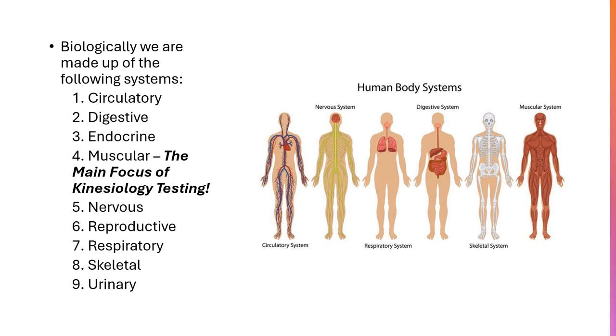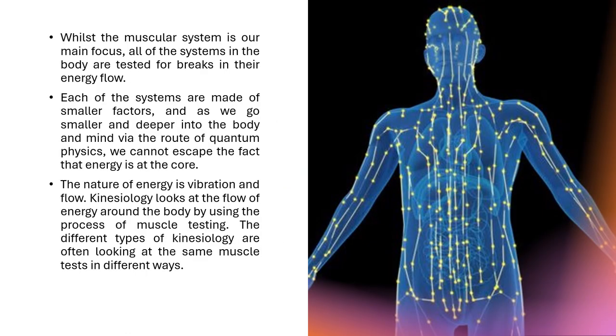Biologically, we are made up of the following systems: the circulatory system, the digestive system, the endocrine system, the muscular system, which is the main focus of kinesiology testing, the nervous system, the reproductive system, the respiratory system, the skeletal system, and the urinary system. Whilst the muscular system is our main focus, all of the systems in the body are tested for breaks in their energy flow. Each of the systems are made of smaller factors, and as we go smaller and deeper into the body and mind, by way of the root of quantum physics, we cannot escape the fact that energy is at the core.